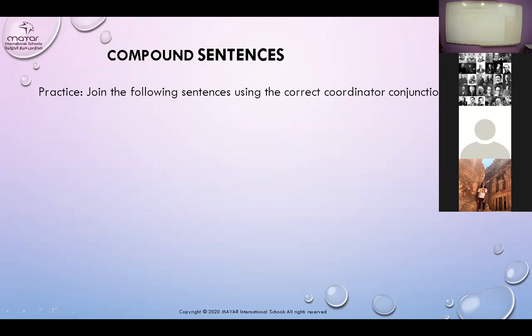Move to the following idea. Now let's move and do this practice. Can you see the board?